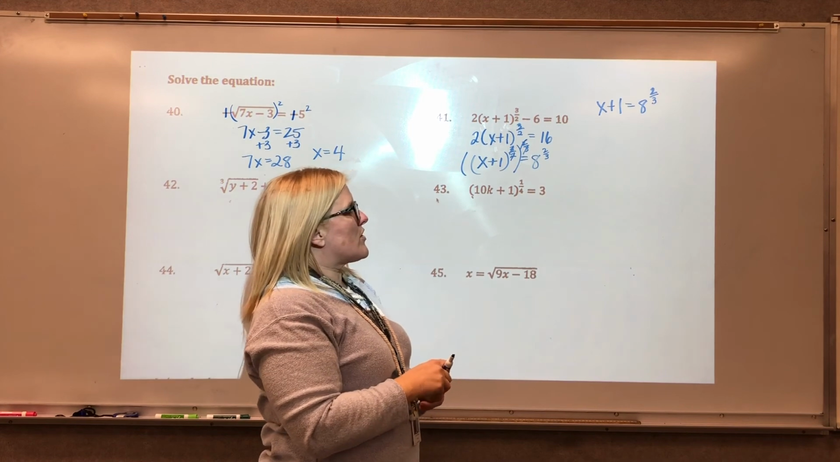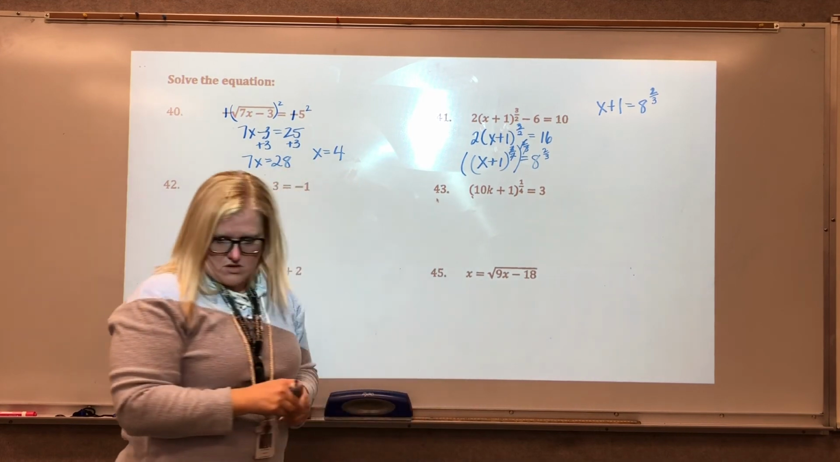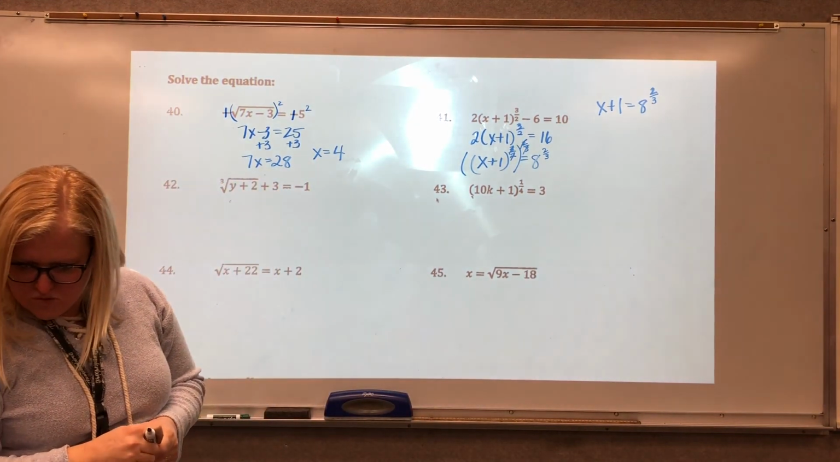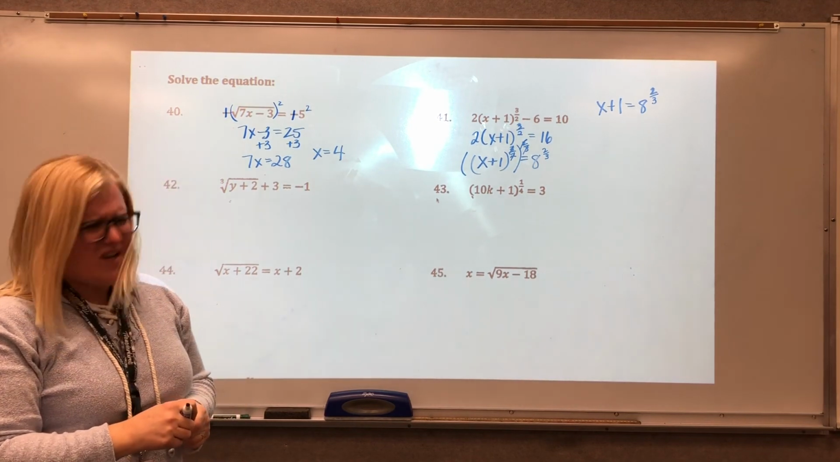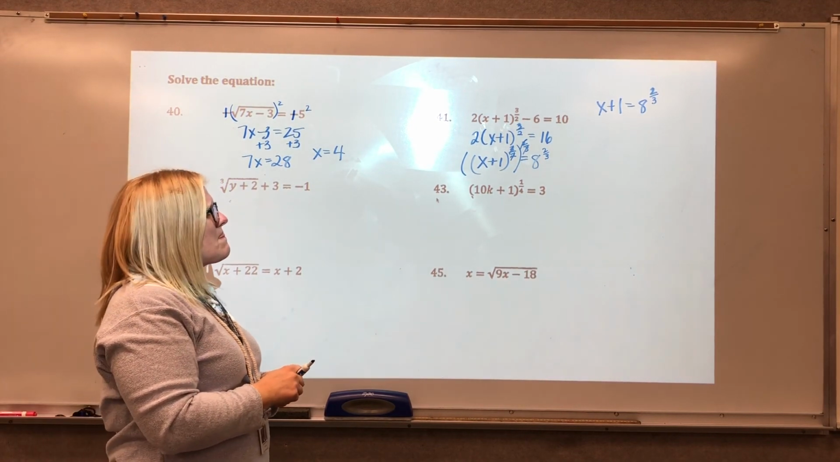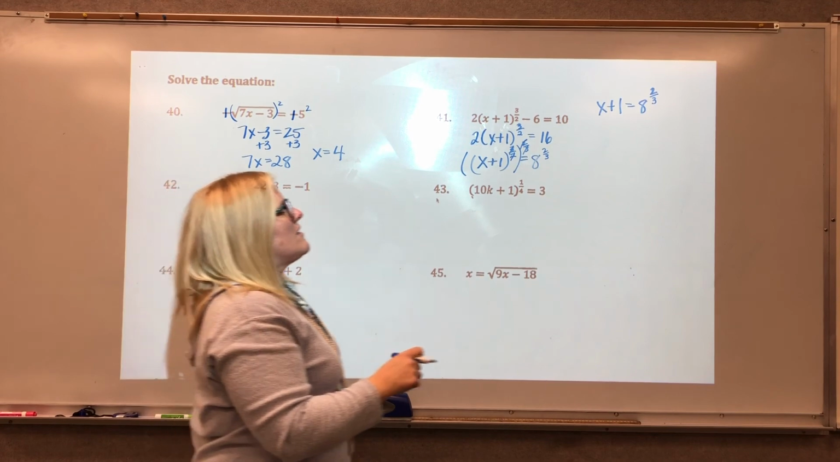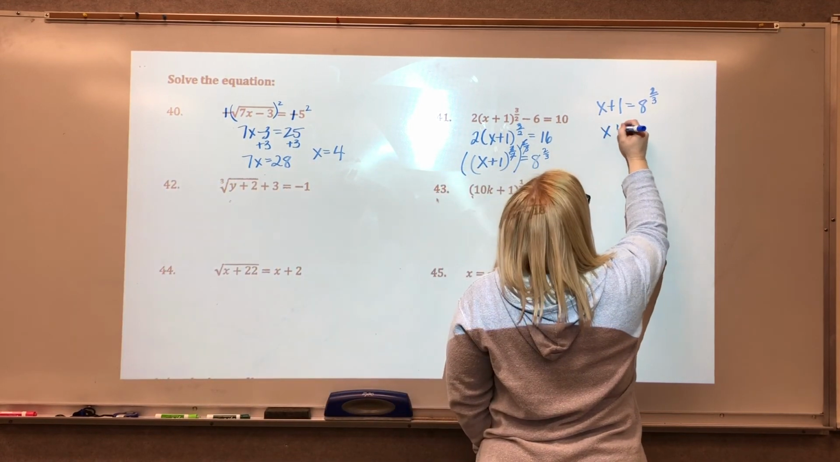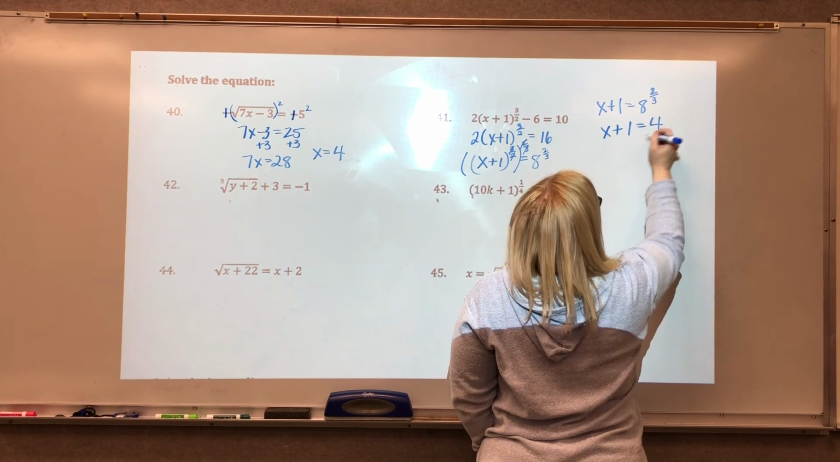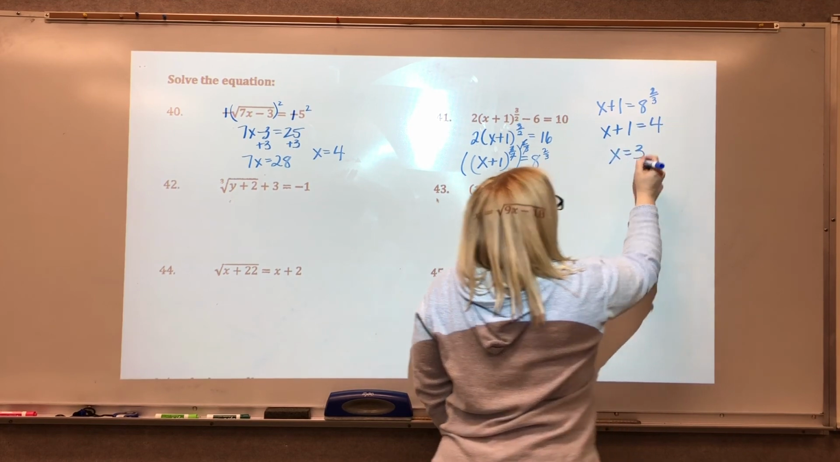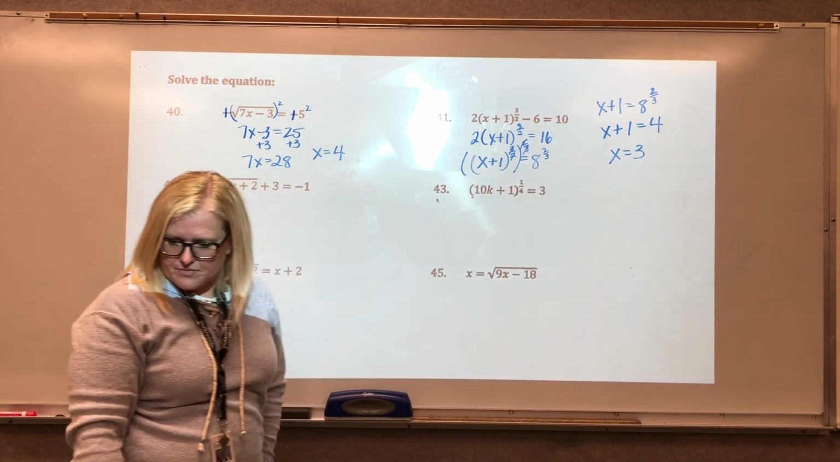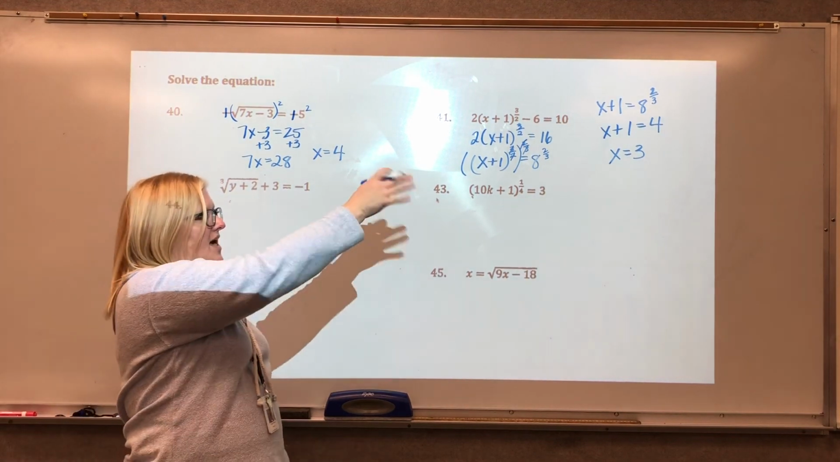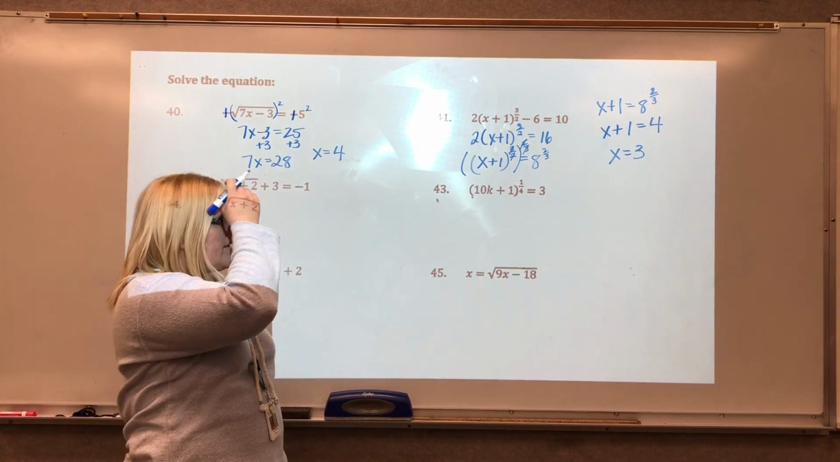8 to the 2/3 is 2. Just kidding. It's 2. What? Yeah, I'm sorry. It's 4. So x plus 1 equals 4. Subtract 1 from both sides, and I get 3. Sorry, I was looking one step ahead on that problem, and I was like, what?